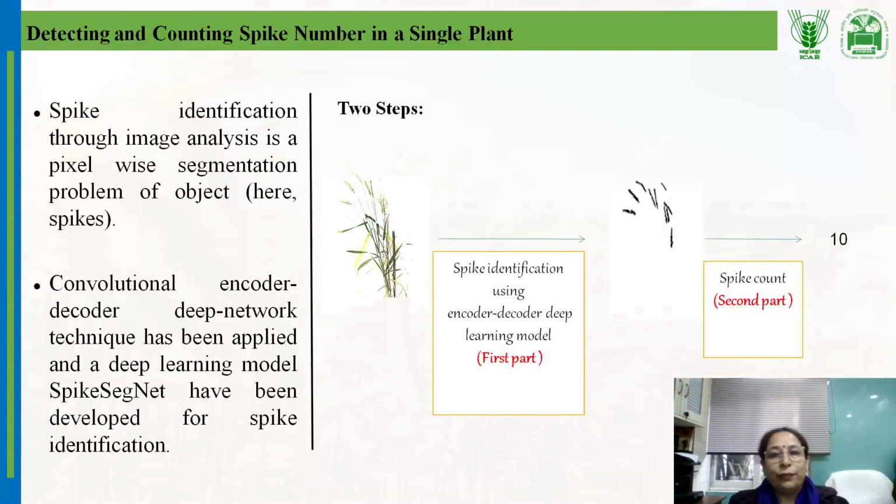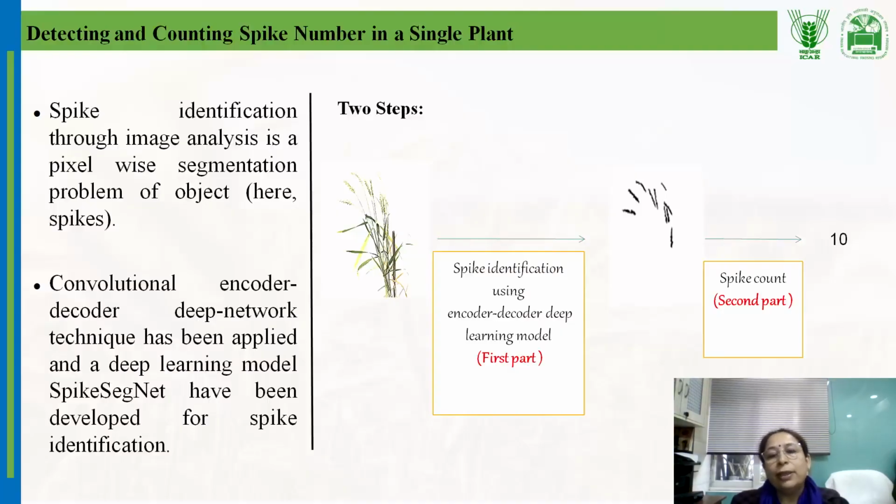Now coming to the very first study, which we are going to talk of today, that deals with detection and counting of spikes in a single plant. This case study is related to wheat. In this particular case study, this is divided into basically two steps. The very first step deals with the identification of spikes.